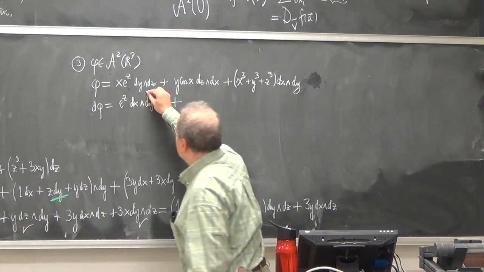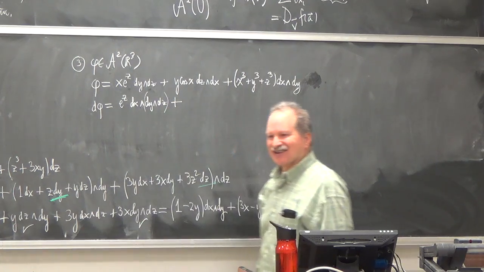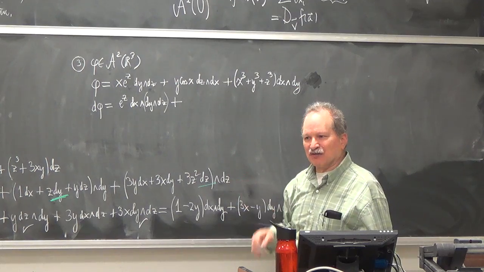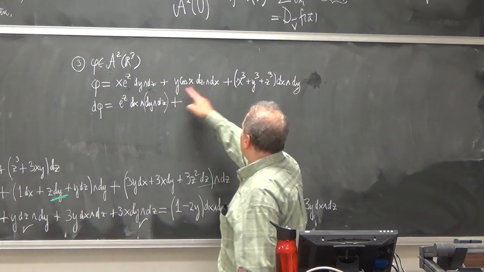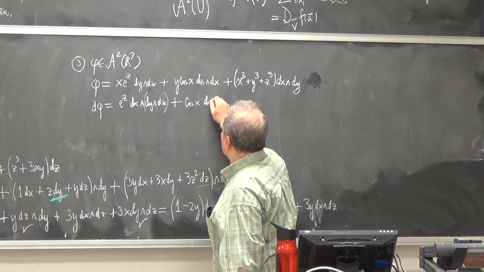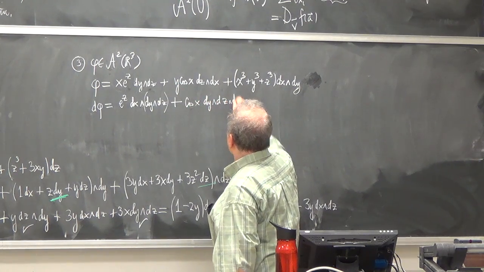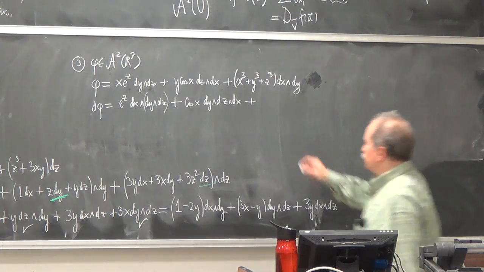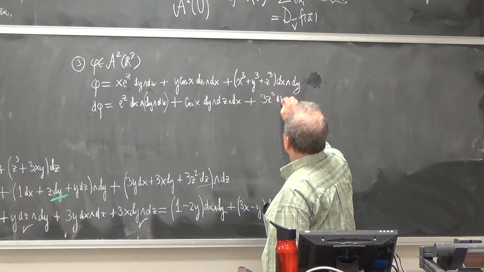Now officially, there are parentheses there, because I'm wedging with what was there. But we've already said it's all associative, so I don't need to put parentheses in. What about here? So cosine of x, dy wedge dz, wedge dx. And then e to the x z squared dz, wedge dx, wedge dy.